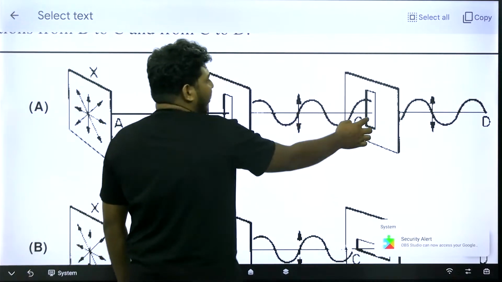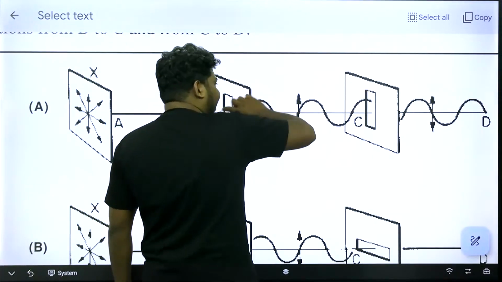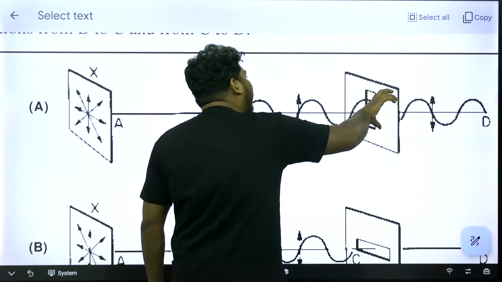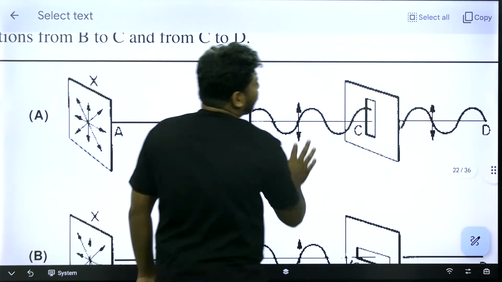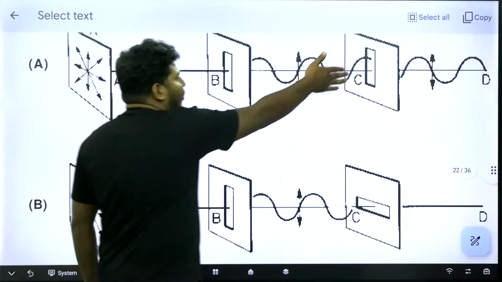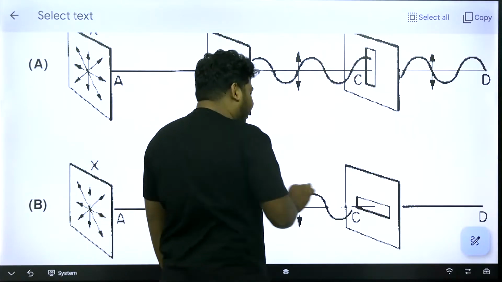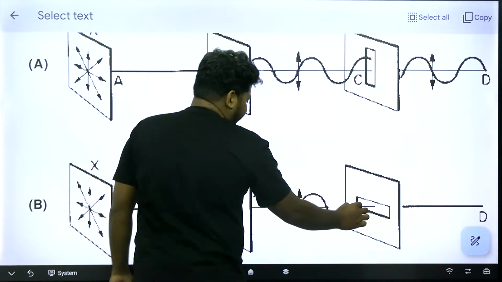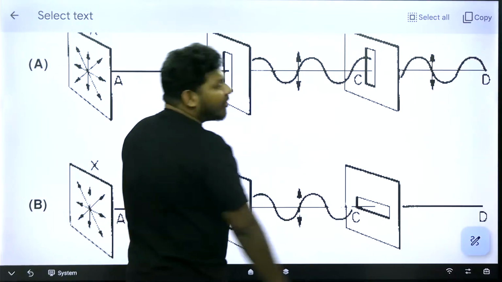If I keep the same hole here, the particle will move through that hole also. But when I change the direction of this one, what will happen? The particle is moving like this, no? But here, in this case, it will stop.